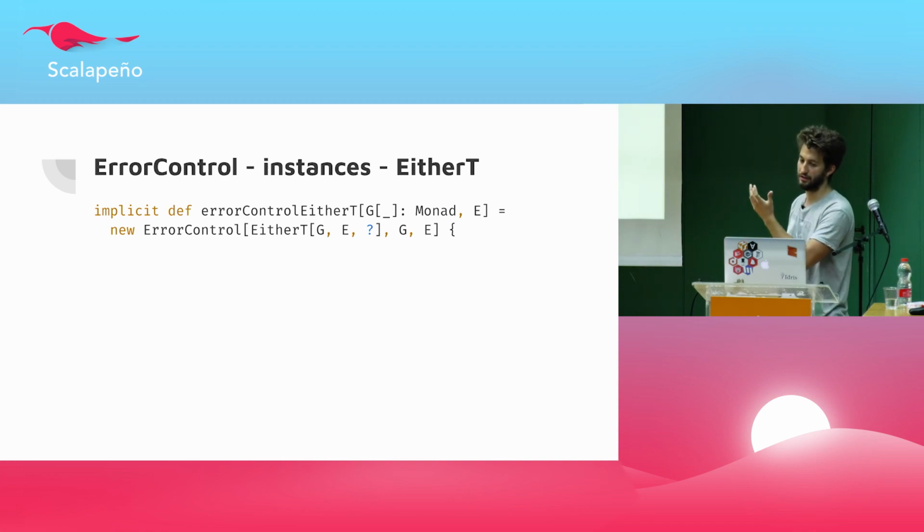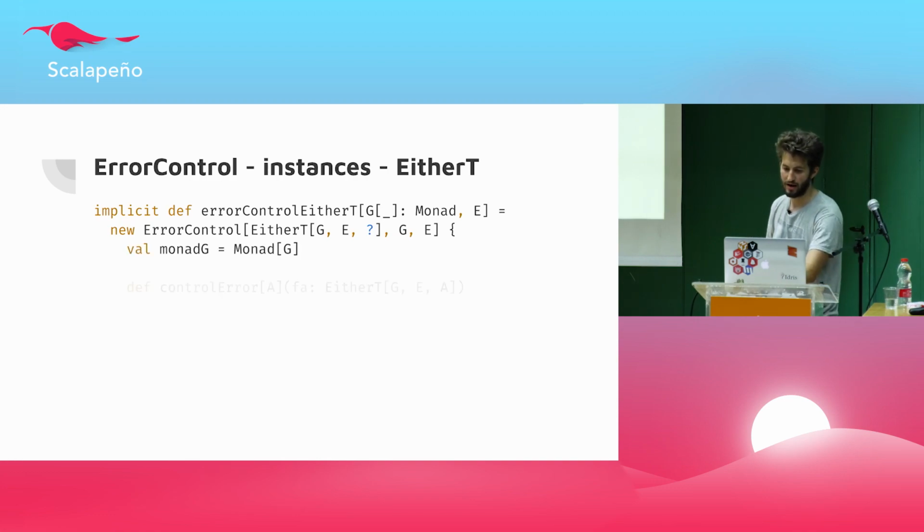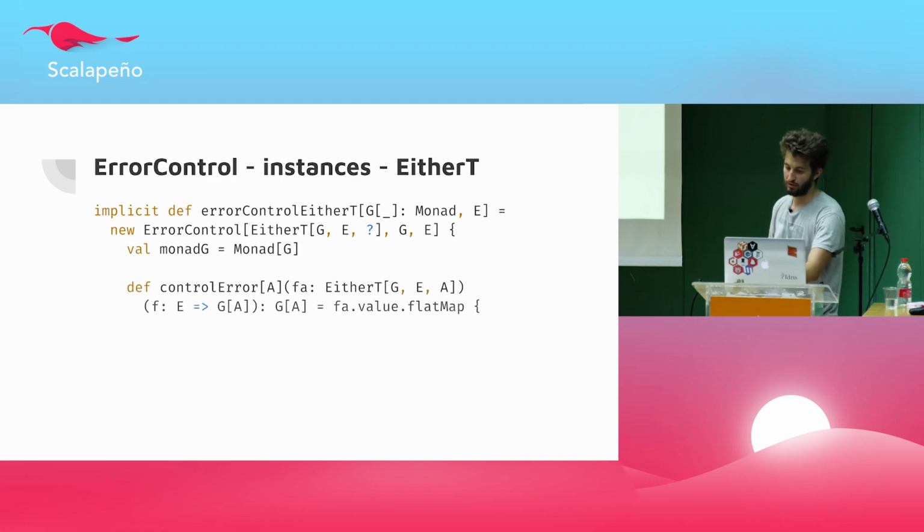Because G is either T of G is just a G of either. And then if we eliminate this either thing, we just get a G back. So, of course, G has to have a monad. And then this control error function is a bit funky, right?